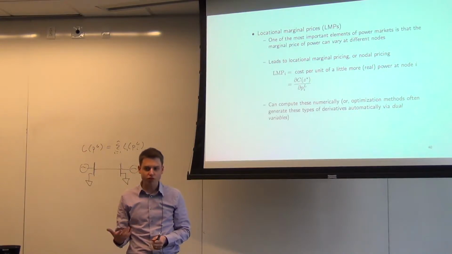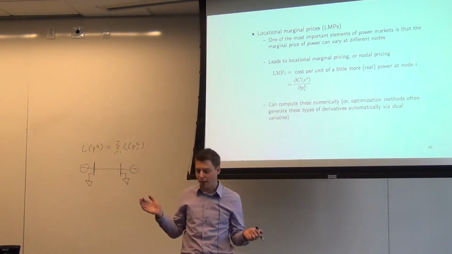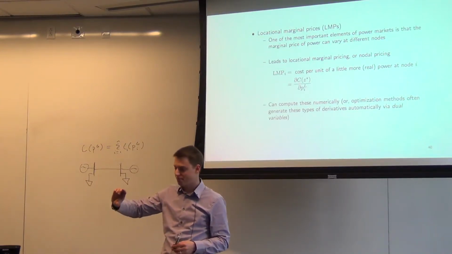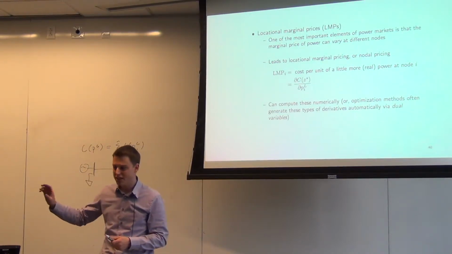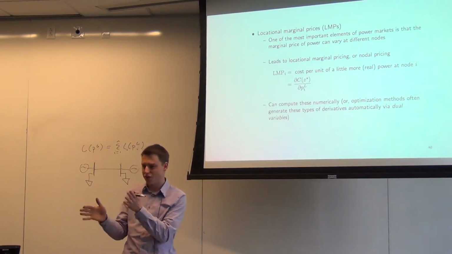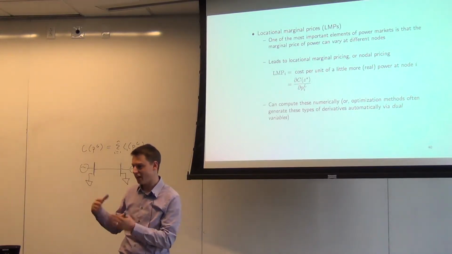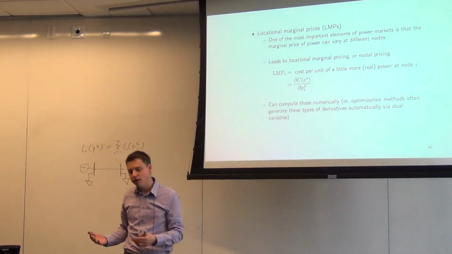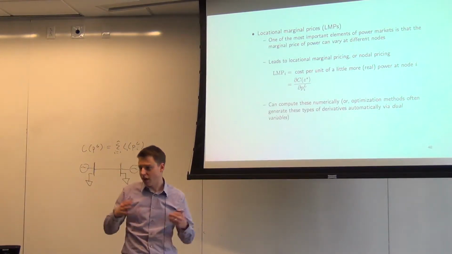To compute these, you can do it in one of two ways. One thing you can do, which is very easy, is if you have an optimal power flow solver, you just increment your ith load by a little bit, by delta, look at the difference in the resulting cost, and then divide by delta to take a numerical derivative. That's the easy way to do it. In reality, no one actually does that because it would take a lot of computation.